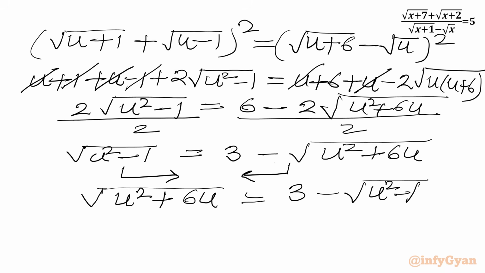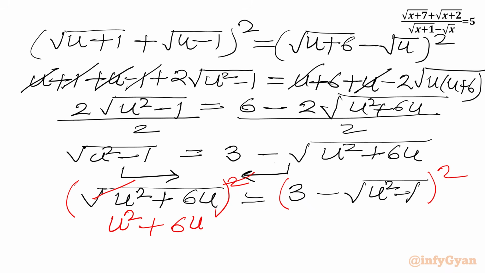Now we will consider squaring once again. So we will put power 2 over here. Square root and square will get over. From LHS we will write u square plus 6u equal to 9 plus u square minus 1 minus 6 square root of u square minus 1.